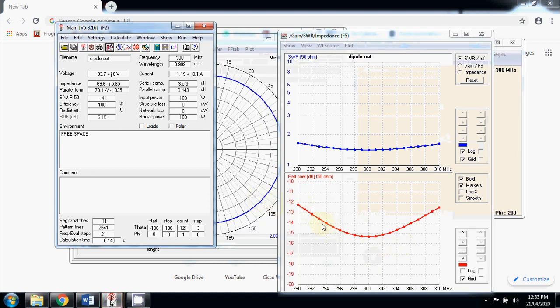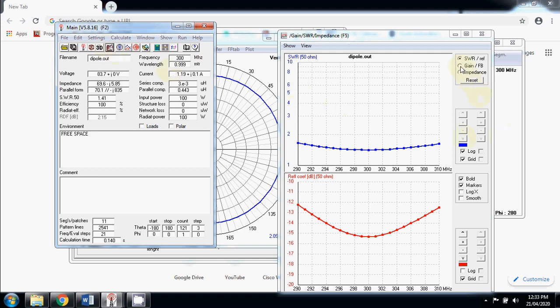See, now the dip of the reflection coefficient is coming exactly at 300 megahertz. So this is how we can adjust and optimize our antenna design, and that is why it is good to keep variables instead of dimensions.